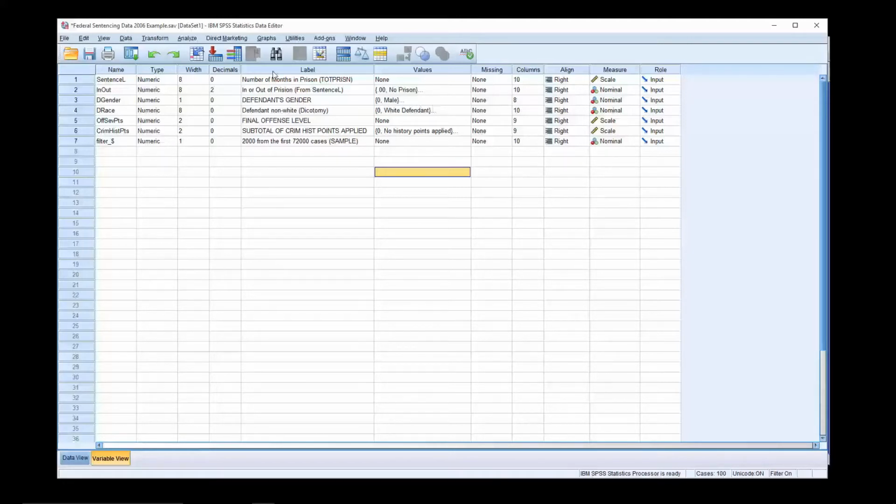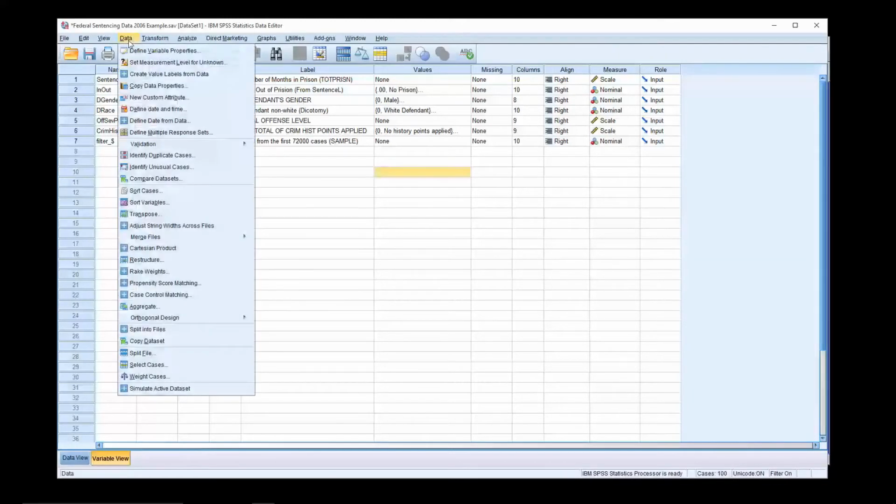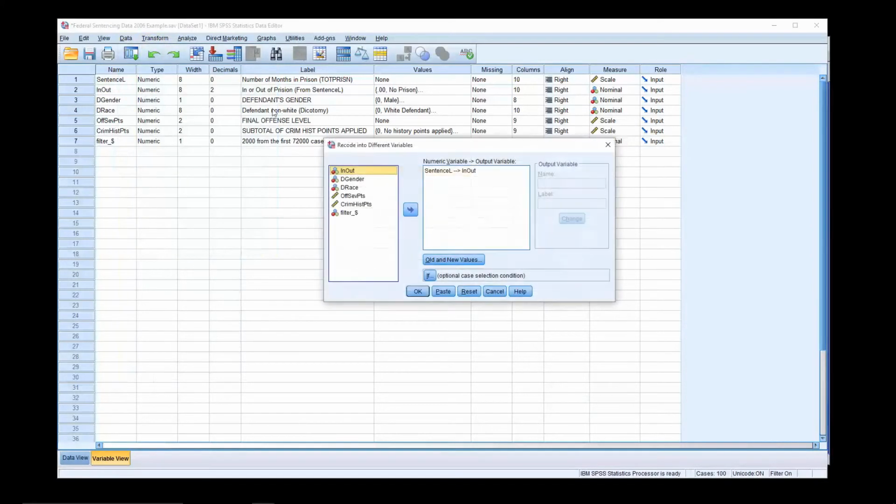So if we wanted to run a crosstab to examine what the relationship is, here's the thing: you wouldn't be able to run a crosstab or a chi-square analysis on sentence length. However, what we could do is cut it into high and low values. So, for example, if we really wanted to do a crosstab on that, we could recode sentence length into a new variable.